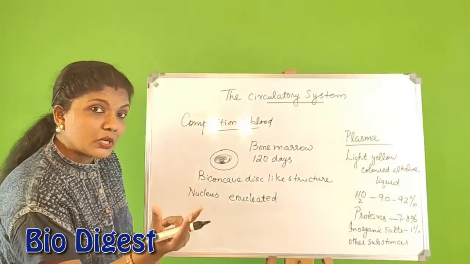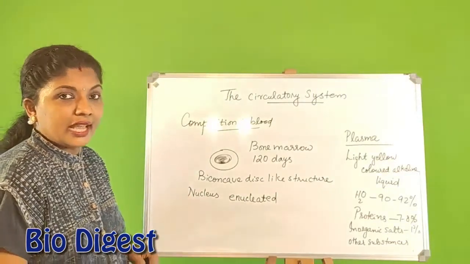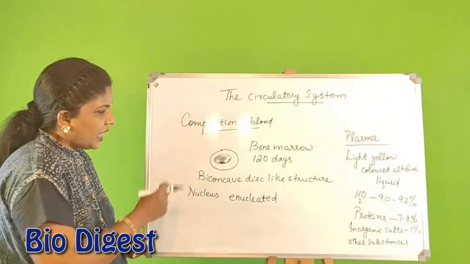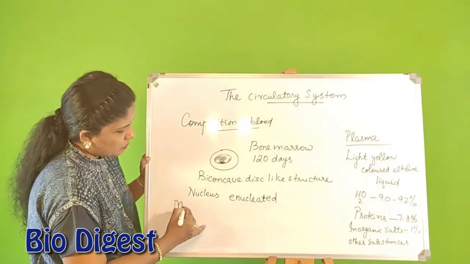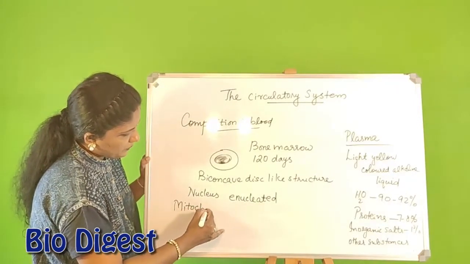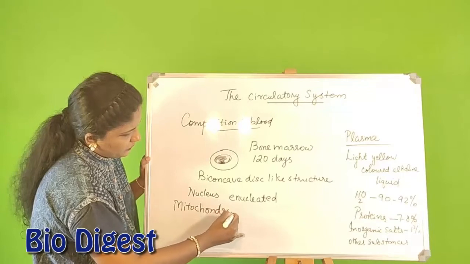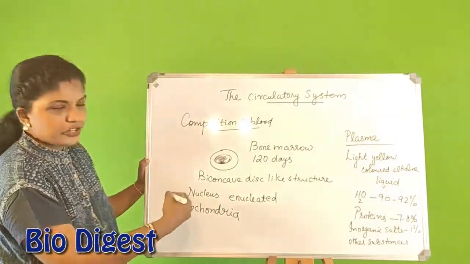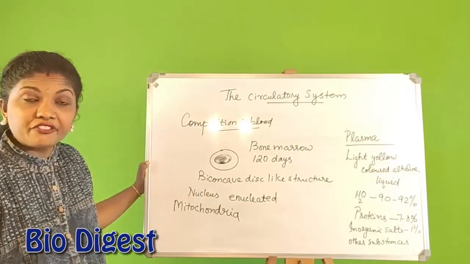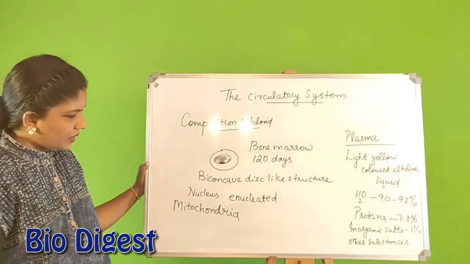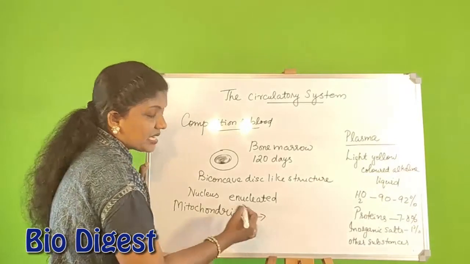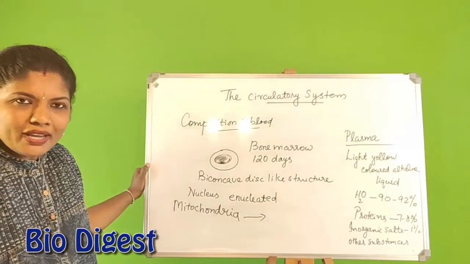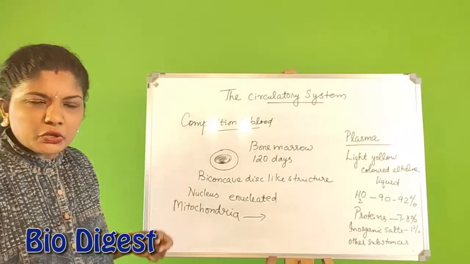Then, two other organelles are also absent along with the nucleus. RBCs also lack mitochondria. So what is the benefit of the absence of mitochondria for an RBC? You know that mitochondria are called the powerhouse of the cell.